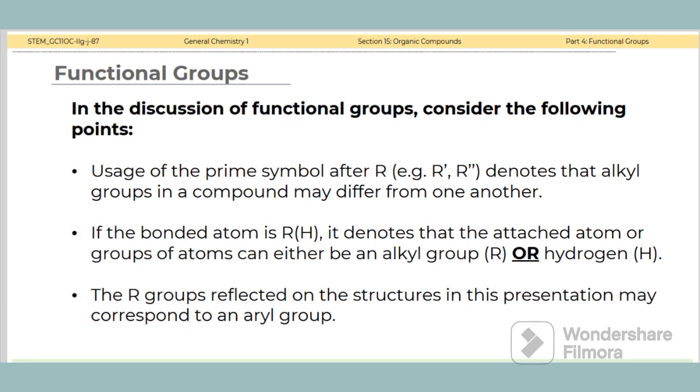In the discussion of functional groups, consider the following points. First point, usage of the prime symbol after R denotes that alkyl groups in a compound may differ from one another. Second point, if the bonded atom is R, it denotes that the attached atom or groups of atoms can either be an alkyl group or hydrogen. Third point, the R groups reflected on the structures in this presentation may correspond to an aryl group.